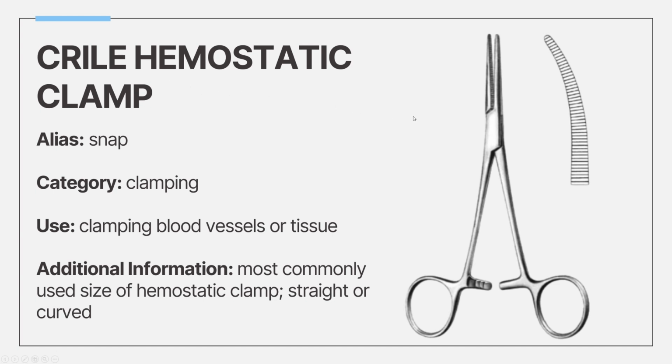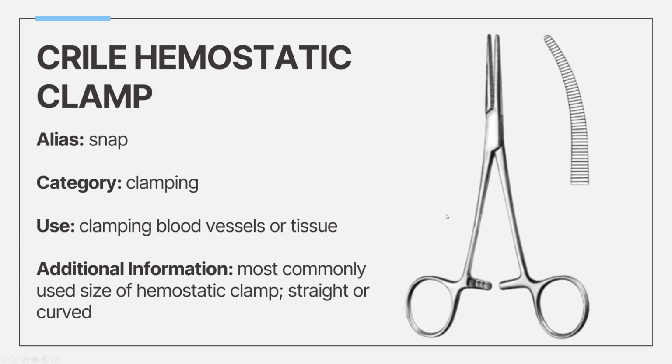Cryo hemostatic clamp, so this one is also called a snap or cryo simply, and they're for clamping blood vessels or tissue. I would say this is the most commonly used size of any hemostatic clamp. So these ones could be 6 inches.